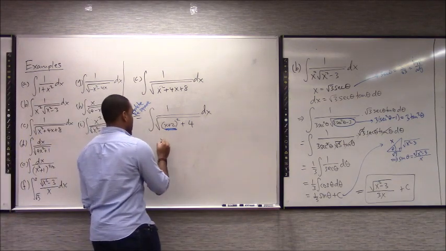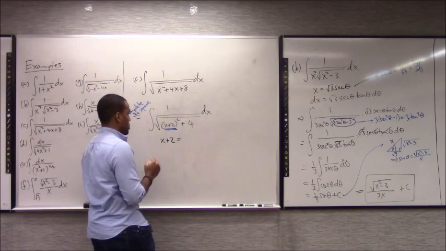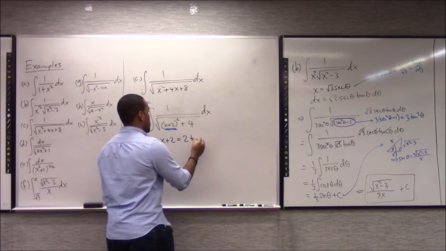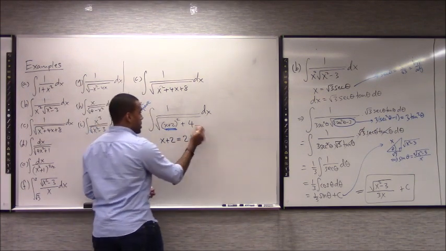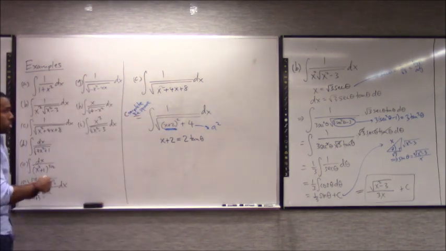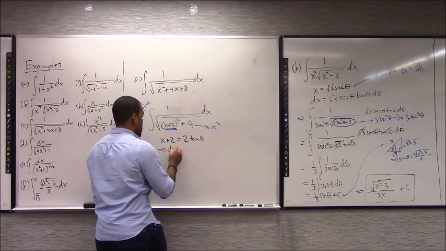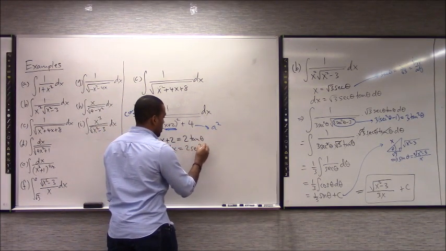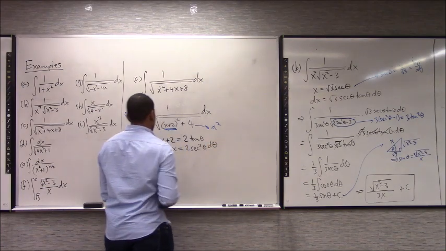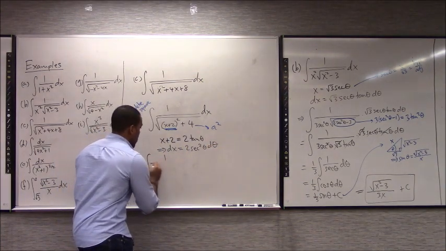So you said x plus 2 equals 2 tan theta. Right, because in that case, this part is your a squared, which is 2 squared. So that's going to be your tan theta. Differentiate both sides. Your dx is equal to 2 secant squared theta d theta. And now you plug in everything.